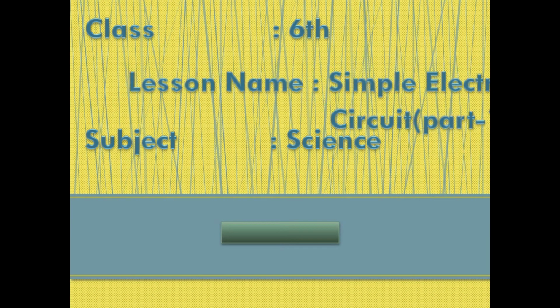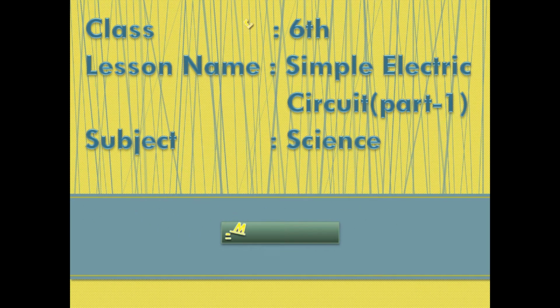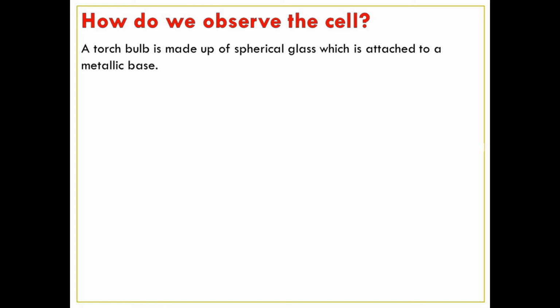Let us start the new lesson, Simple Electric Circuit, first part of it. How do we observe the cell? Simple electric circuit, simple bulb, simple torch. A torch, every day we use it when the current goes, isn't it?